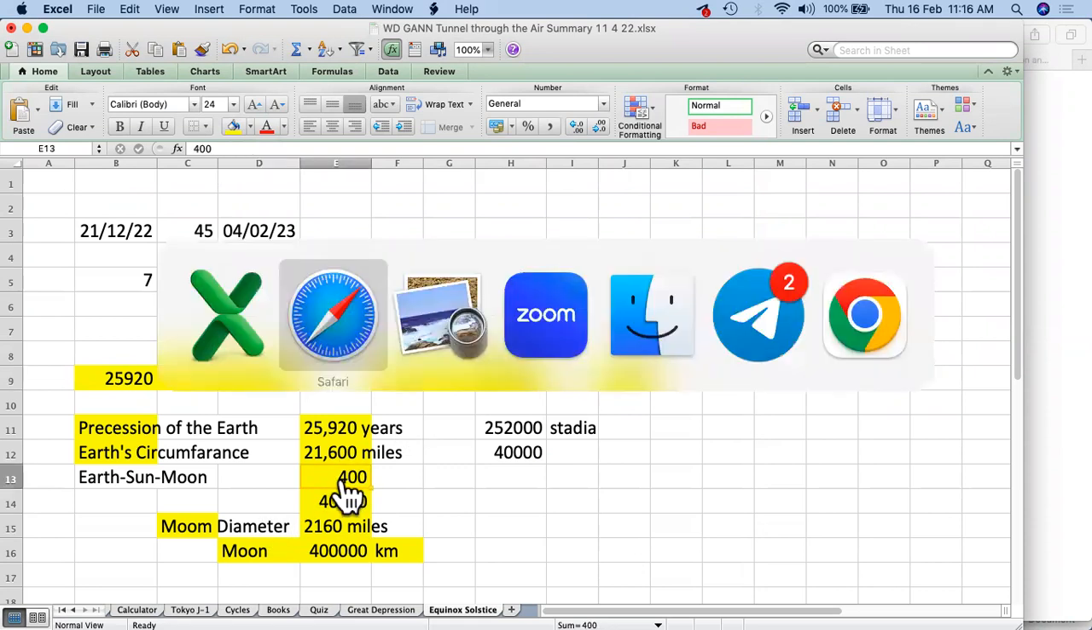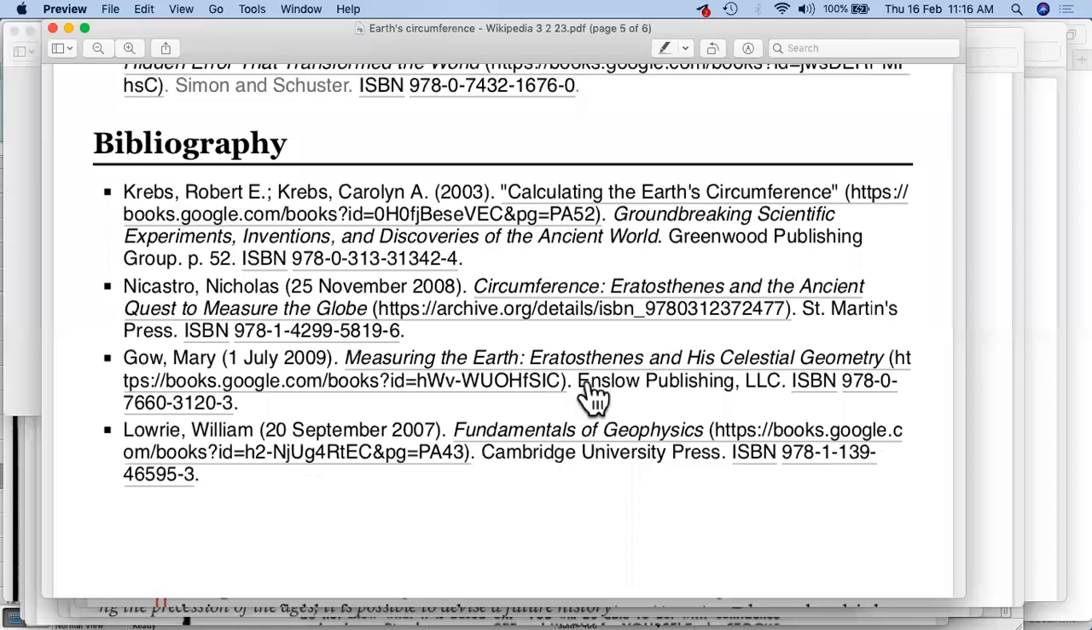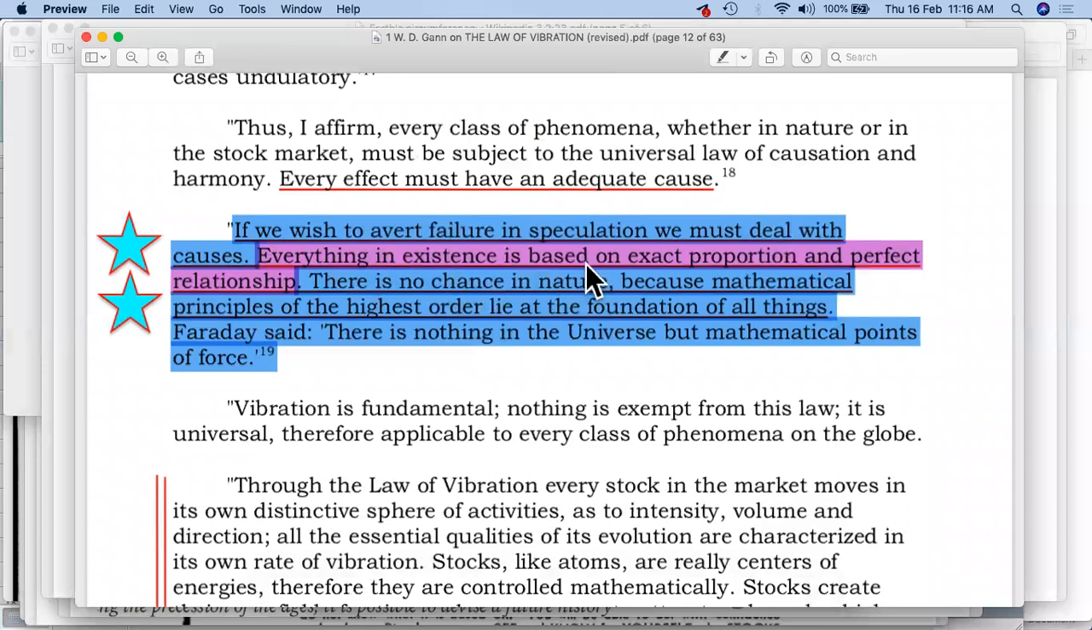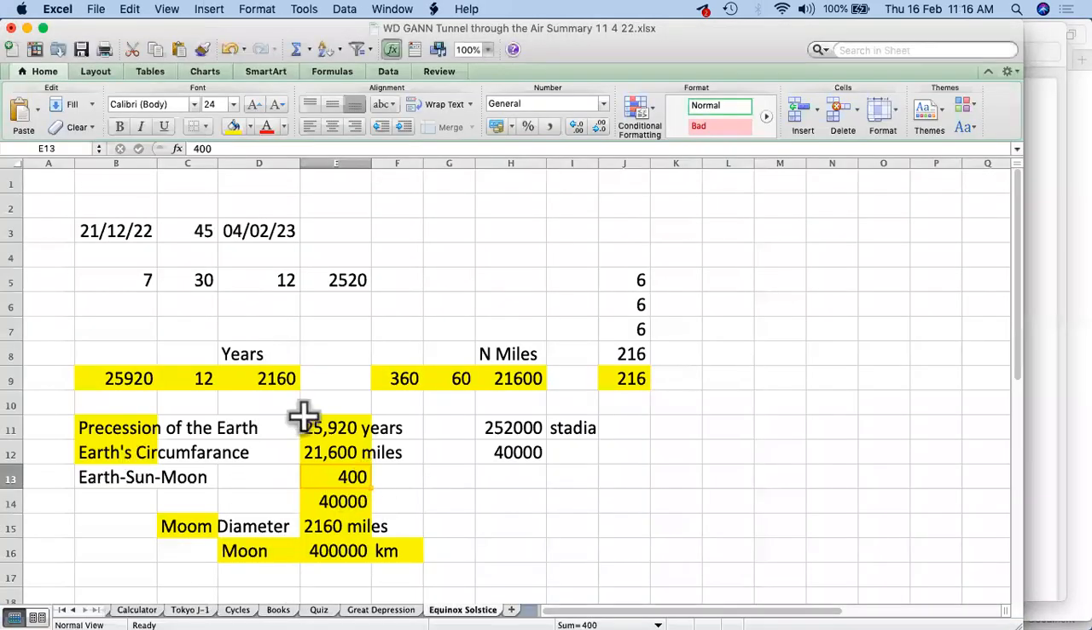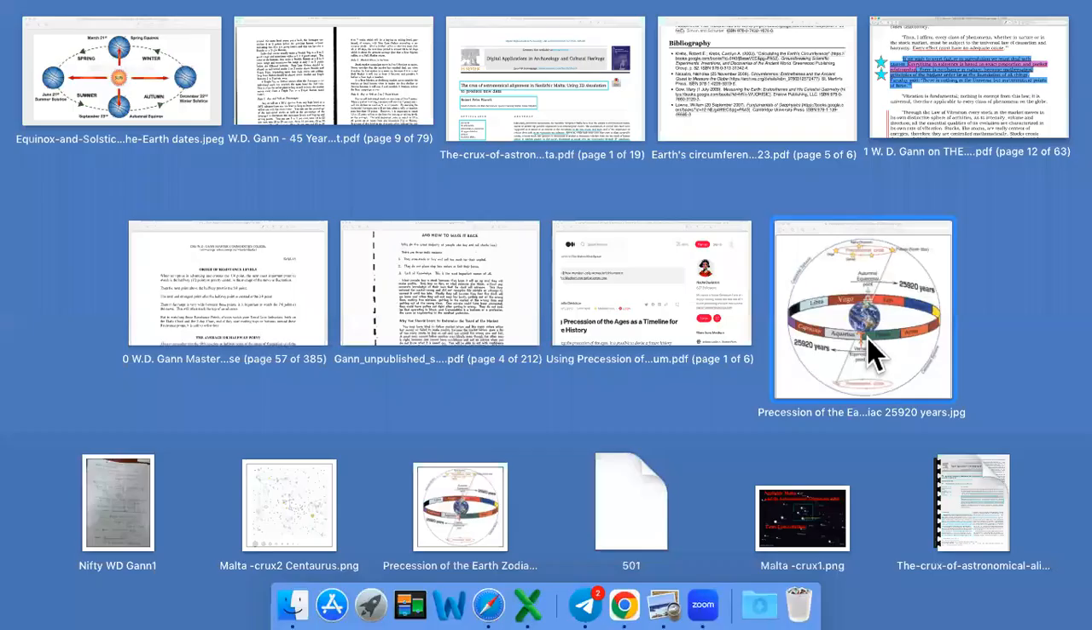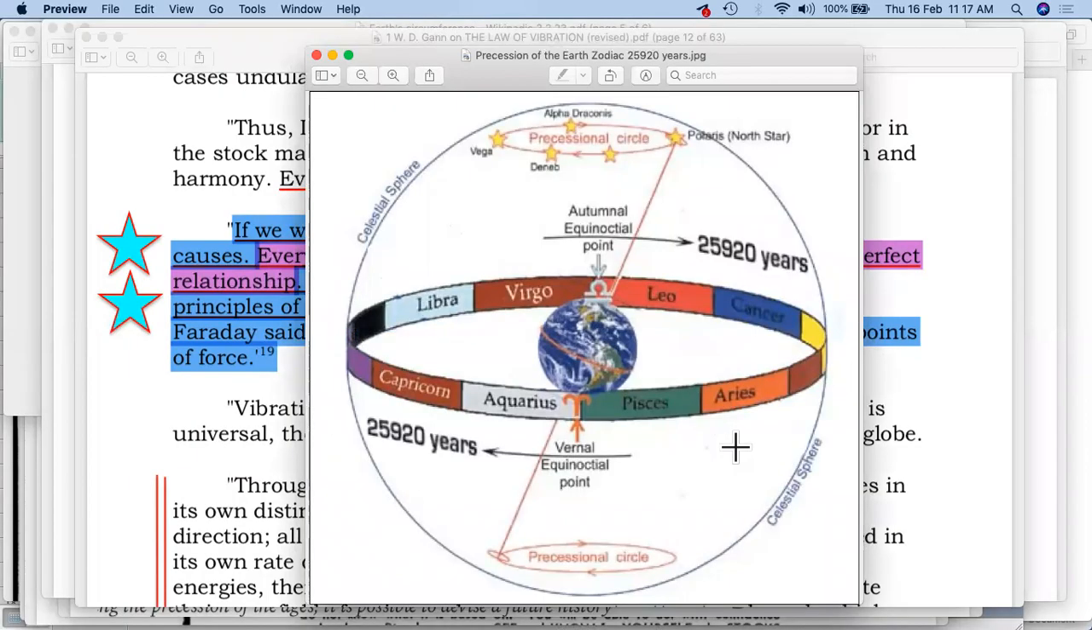There is 400, which has been repeating, and you can look through W.D. Gann's book: everything in existence is based on exact proportion and perfect relationship. So we have all these perfect relationships coming from these numbers, maybe 216, or maybe somewhere around 40, 400, 40,000, 4 lakh. So these are all ratios, very important to understand. We'll see further details of how these have been happening and making relevance. These are all cycles, all ratios which match each other exactly.